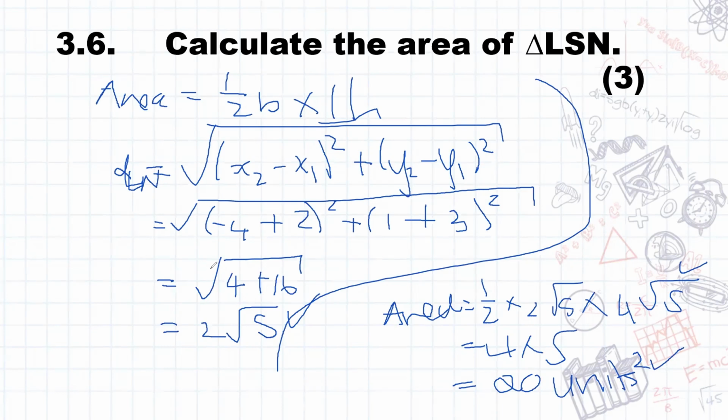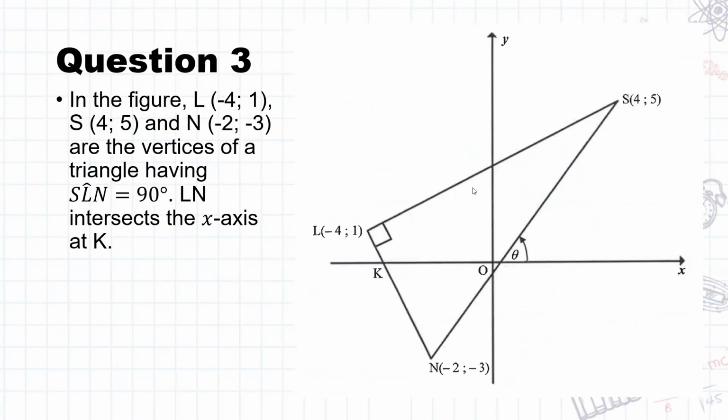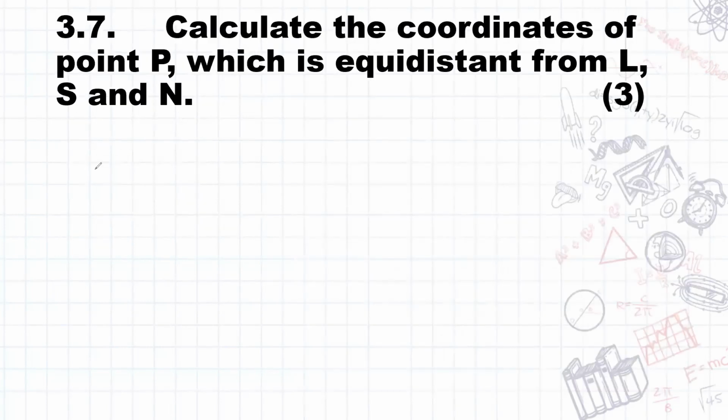Okie dokie. The next question says, calculate the coordinates of the point P, which is equidistant from L, S, and N. If we look here, P is somewhere on this diagram, and it is exactly the same distance from all of these points, which means that we can use the distance formula to find it. So we know that LP is equal to SP is equal to NP.